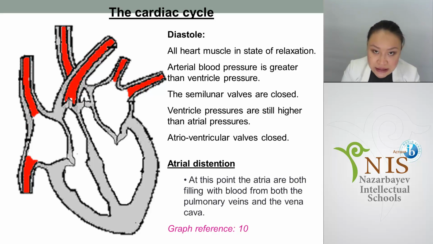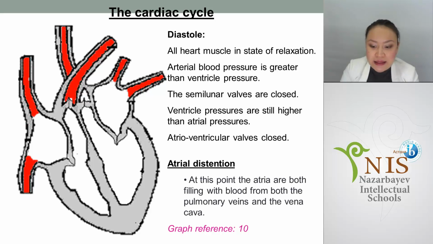Look at this picture. In this picture, you see that the atrioventricular valves are closed, and the semilunar valves are also closed. And about the pressure inside the heart, ventricle pressure in this stage is still higher than in the arterial.